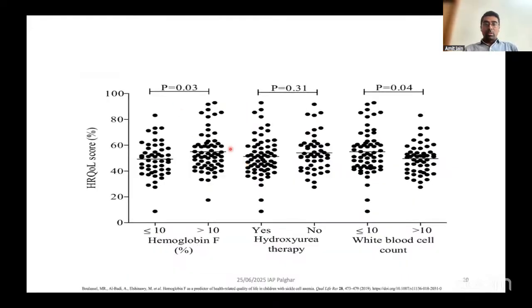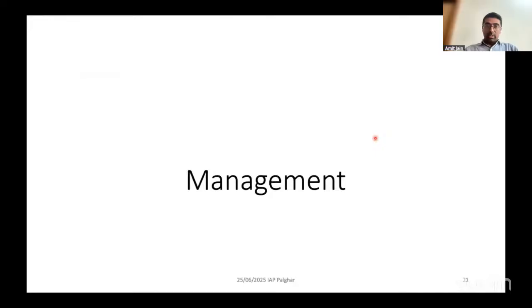They have also noticed, in a study, that those who have higher HbF levels and lower WBC counts have a better quality of life as opposed to patients who have lower HbF and high WBC count. This is what we commonly see in tribal populations, and it fits that higher HbF and lower WBC count improves the quality of life in these patients.